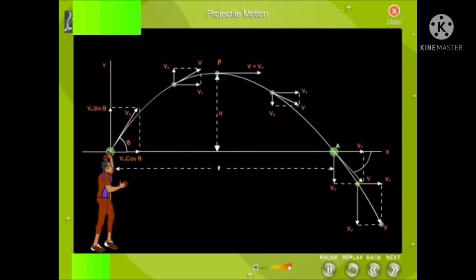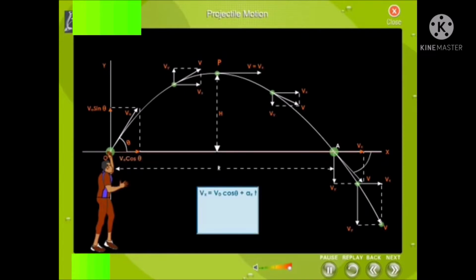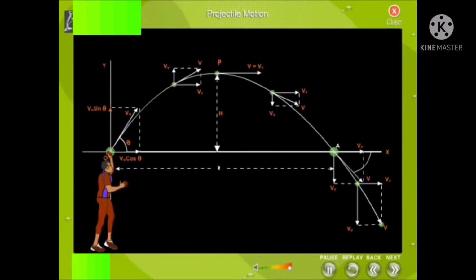There is no acceleration in the horizontal direction, that is ax equal to 0. In the vertical direction, the acceleration ay is equal to minus g. The vertical component of velocity changes with time, and at the highest point uy becomes 0. But the horizontal component is constant. From this, it is clear that uy decreases as time increases and becomes 0 at P.